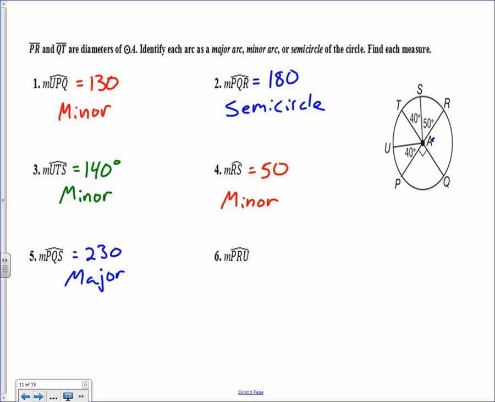And then PRU, we're going to do this one the other way. It's fine if you added them all up, but it is actually 360, all the degrees around the circle, minus 40, that central angle that's left, which is 320, and this is also major.